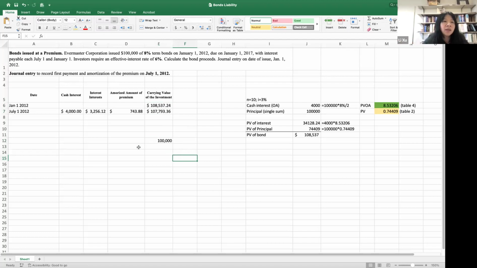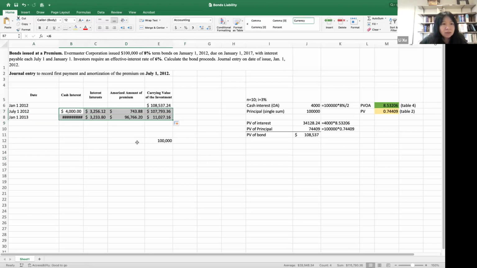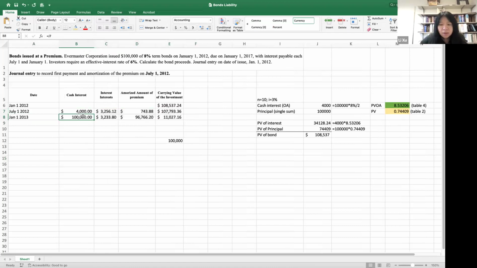So we can just stop here. You don't need to continue to do it. And if you want, we can just keep doing the same thing. Just actually drag this. This one has to equal 4,000. And then you just keep doing this until the end. You will have $100,000 as your face value.